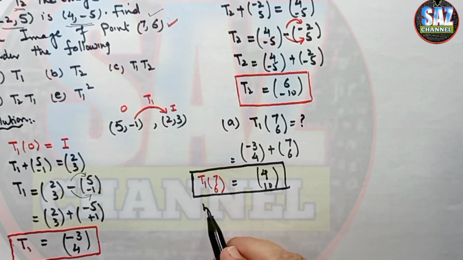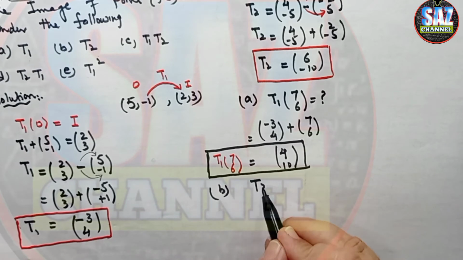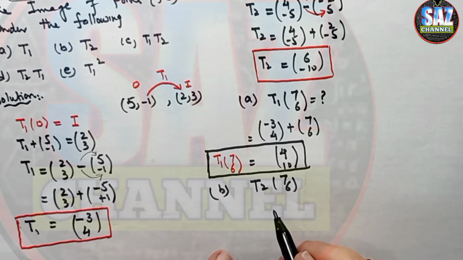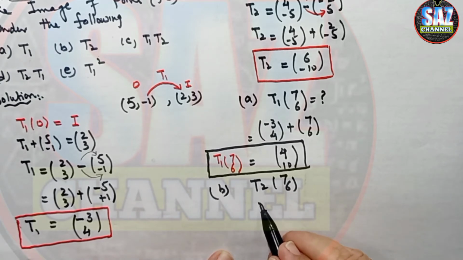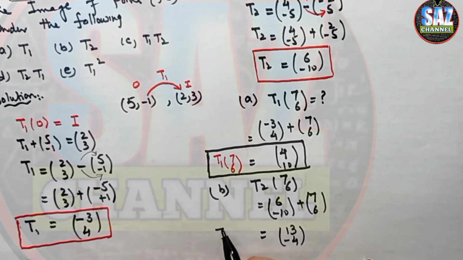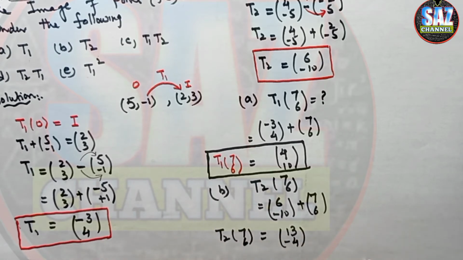The second is T2 of (7, 6). For T2 of (7, 6), I have to take the same object, but the translation vector is (6, -10), plus (7, 6), and this will give me 6 plus 7 is 13, and 6 minus 10 is -4. This is the answer of T2 of (7, 6), and let me block the answer.